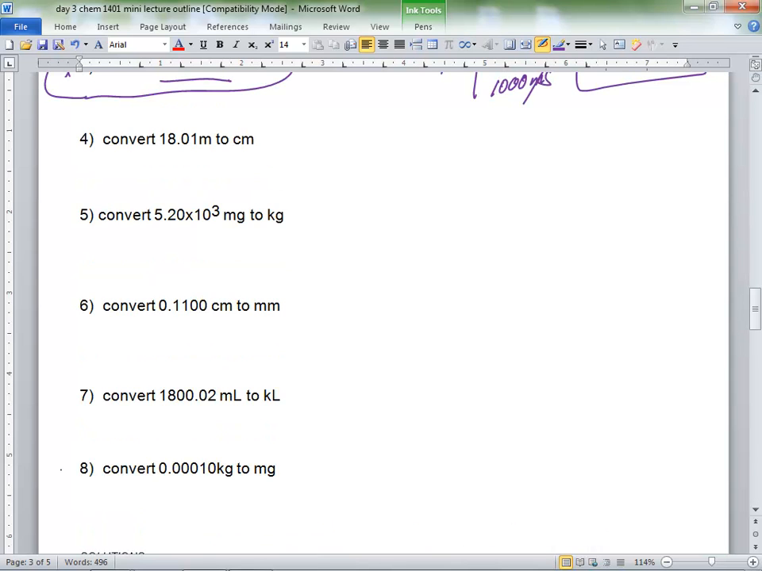Let's jump down to number 8. I'm just picking out the ugliest ones I can see in there. Yeah, there's 3 zeros. 0.00010 kilograms to milligrams.